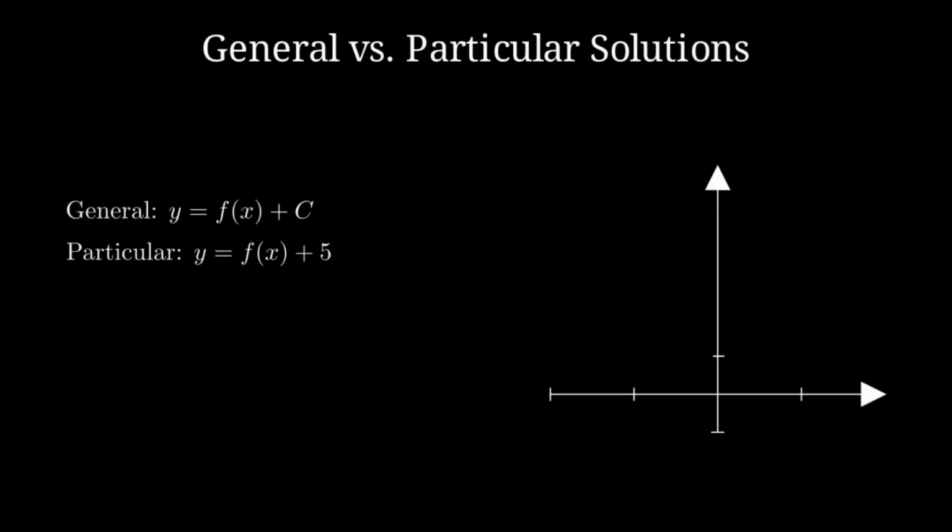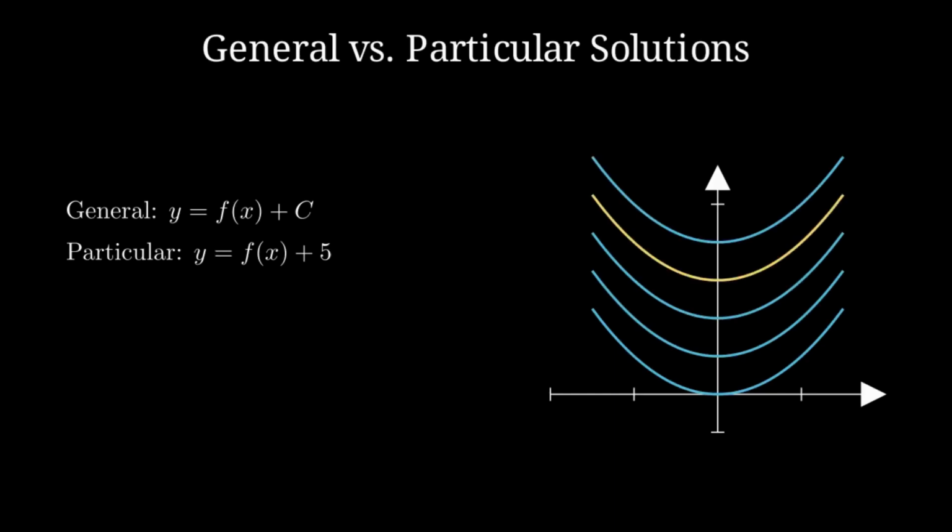The result of our integration is the general solution, representing a whole family of curves. If we are given an initial condition, a specific point that the function must pass through, we can solve for the constant c to find the particular solution. This represents the specific scenario we are modeling.